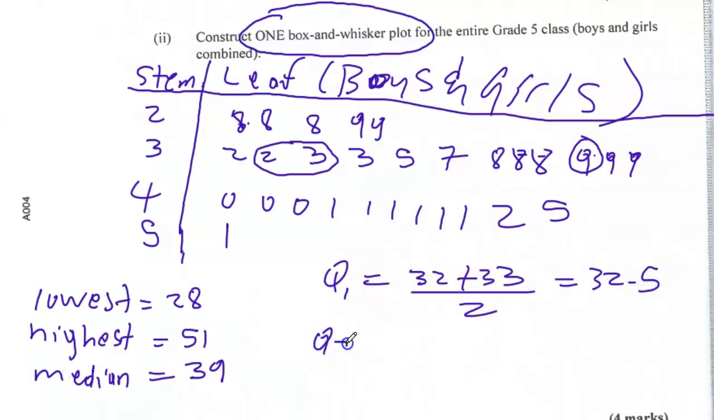And Q3, on the right side of the median, we also have 14. So the 7th and the 8th number after the 9 here. So 1, 2, 3, 4, 5, 6, 7, 8. So 41 and 41, divided by 2, that's 82. Divided by 2, that's 41. So the lower quartile is 32.5.